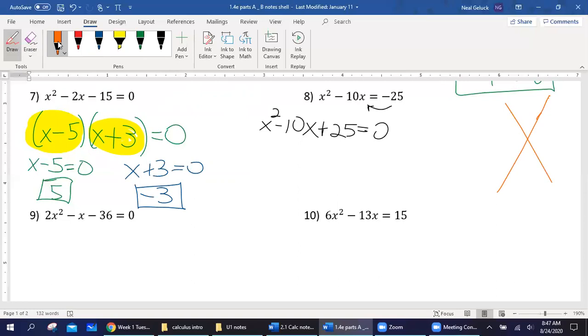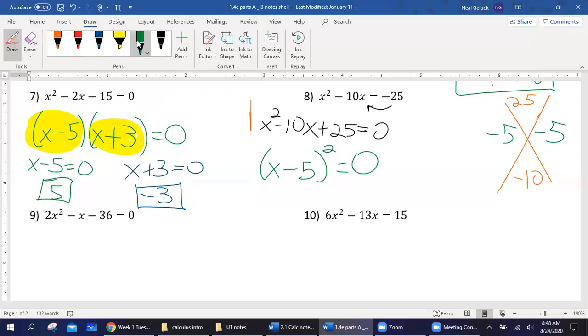A times C goes up top. So that's going to be 1. There's really a 1 out in front of that x squared. 1 times 25, 25. The B number goes on bottom, that's a negative 10. And then I say, what numbers multiply to 25, add to negative 10? That would be negative 5 and negative 5. Now, this is a special case. Since I got the same thing twice, I can write this as just x minus 5 squared. It's the same factor twice.